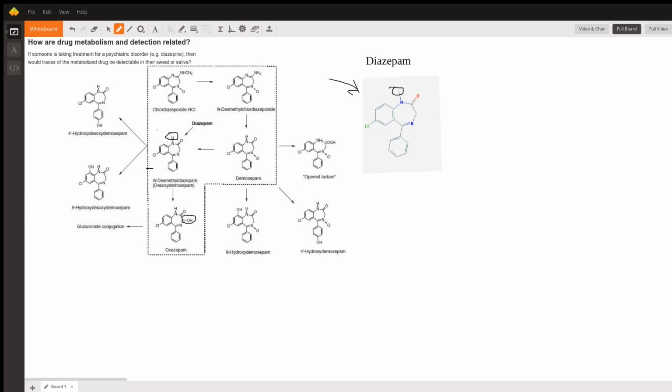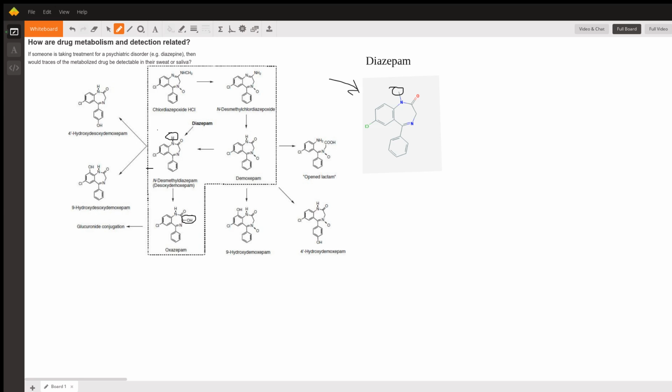So the body, whether it's a metabolite or the original drug, and I'm not talking about diazepam when I say the original drug, usually eliminates the compounds through the urine. Also sweat and saliva, just to a much lesser extent. But something common between urine, sweat, and saliva is that these compounds, or metabolites, have to be water soluble in order to be eliminated from the body in them. And that's what metabolism does.